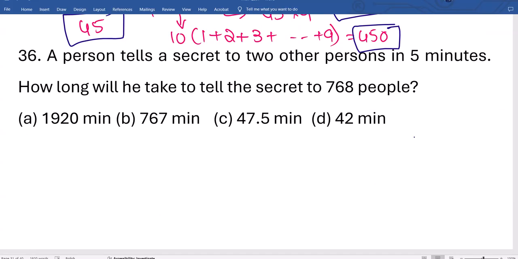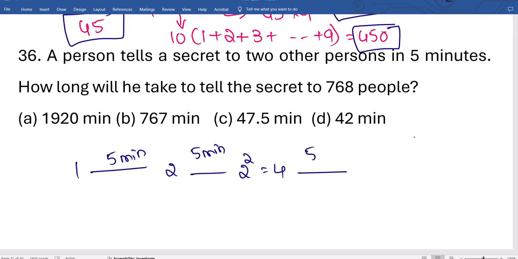Sir, to get double: one person is reaching two persons, and for that it is taking 5 minutes. Then it becomes 2 square, 4, in the next 5 minutes. In the next 5 minutes it will double because these 4 people again will tell 2, 2, 2 likewise. So in the next 5 minutes it will become 8.